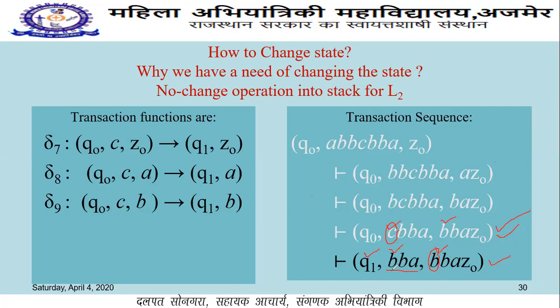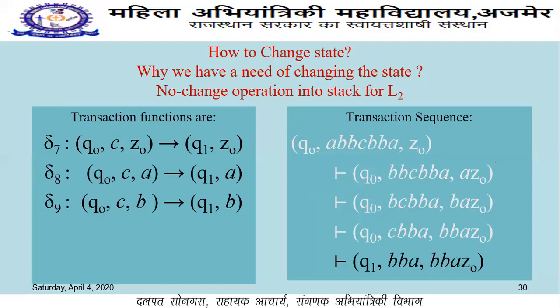In this case, the current reading symbol is B and the top element of the stack is B, so matching occurs. We have to perform the pop operation, which we see in our next slide.